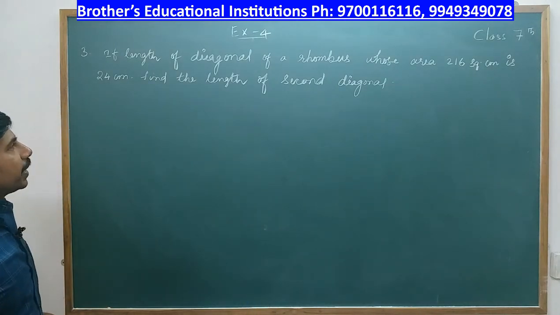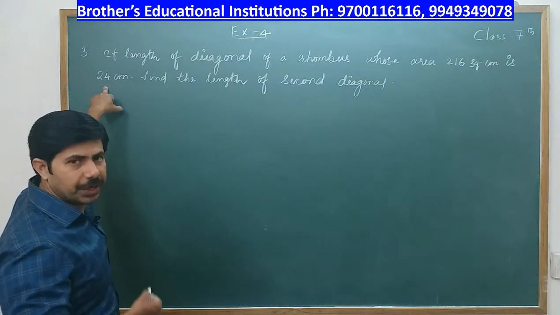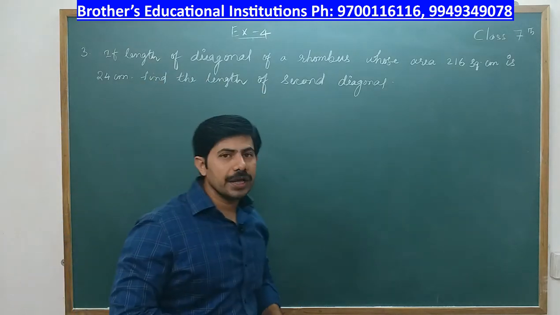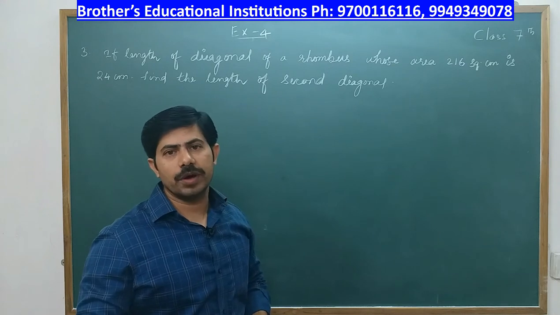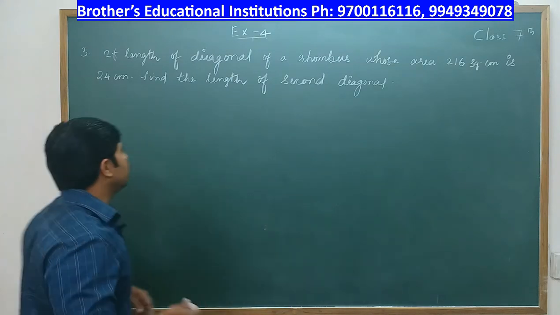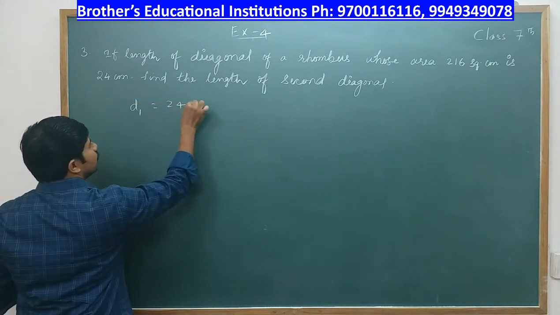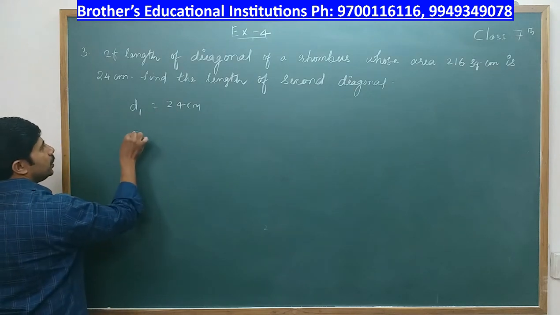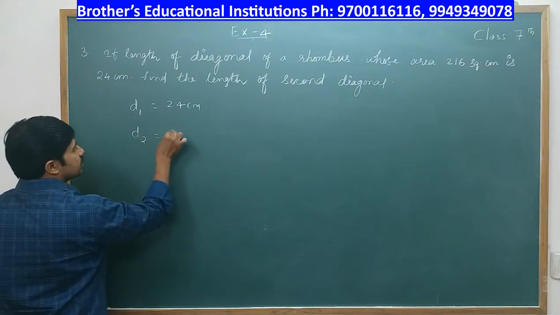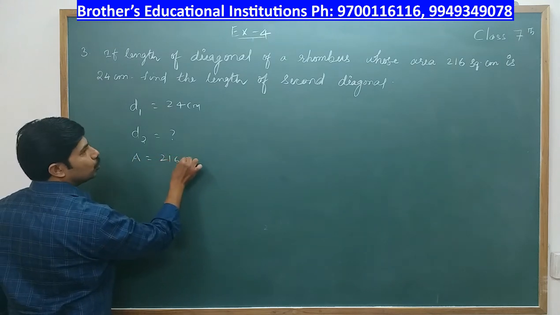If the length of a diagonal of a rhombus whose area is 216 centimeter square is 24 centimeters. Here the length of a diagonal is given as 24 centimeters and the area is given as 216 square centimeters. So we have to find out the length of the second diagonal. So we'll write down D1, the length of the first diagonal, which is given as 24 centimeters.